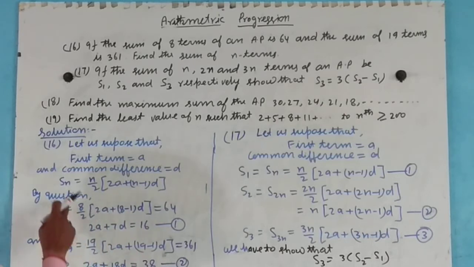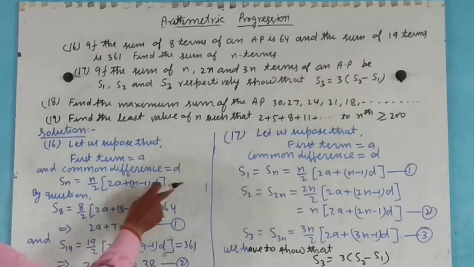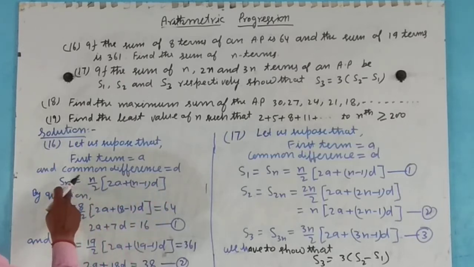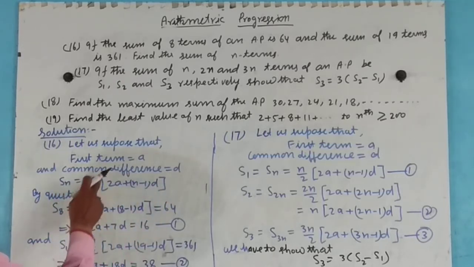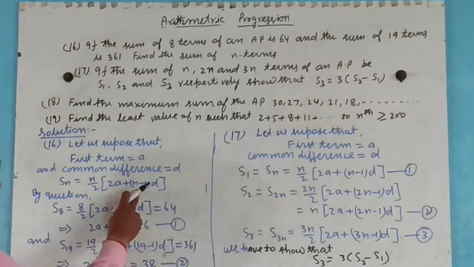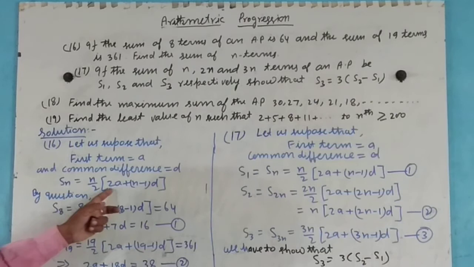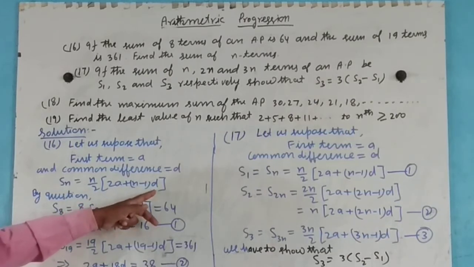As you know, the sum of n terms Sn is equal to n by 2 into bracket 2a plus (n minus 1) into d, and another form is also Sn equal to n by 2 into bracket a plus l, where a is the first term and l is the last term. But in this case the last term is not given, so we use the formula Sn equal to n by 2 into (2a plus (n minus 1) d).